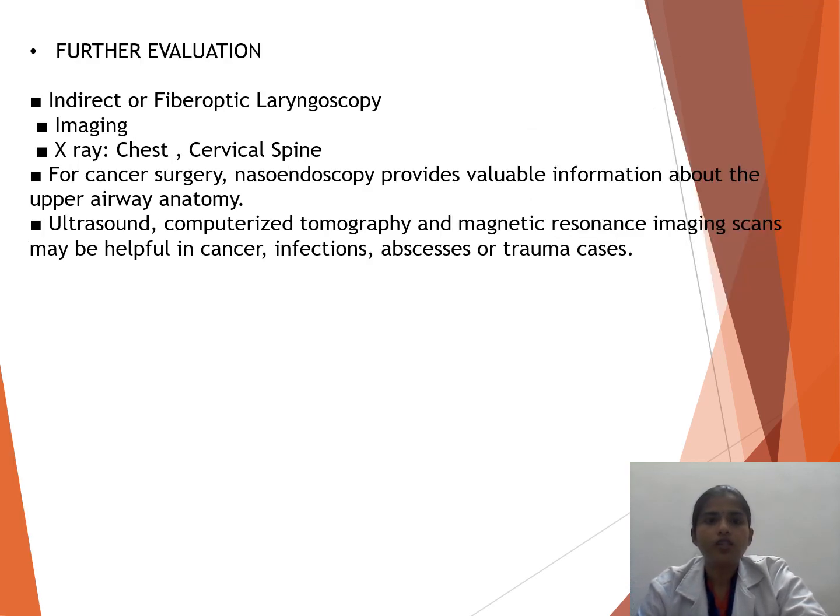Further evaluation: direct or indirect fibrolaryngoscopy. Imaging: X-ray chest, cervical spine. For cancer surgery, nasoendoscopy provides valuable information about the upper airway anatomy. Ultrasound, computerized tomography, and magnetic resonance imaging scans may be helpful in cancer, infections, abscesses, or trauma cases.